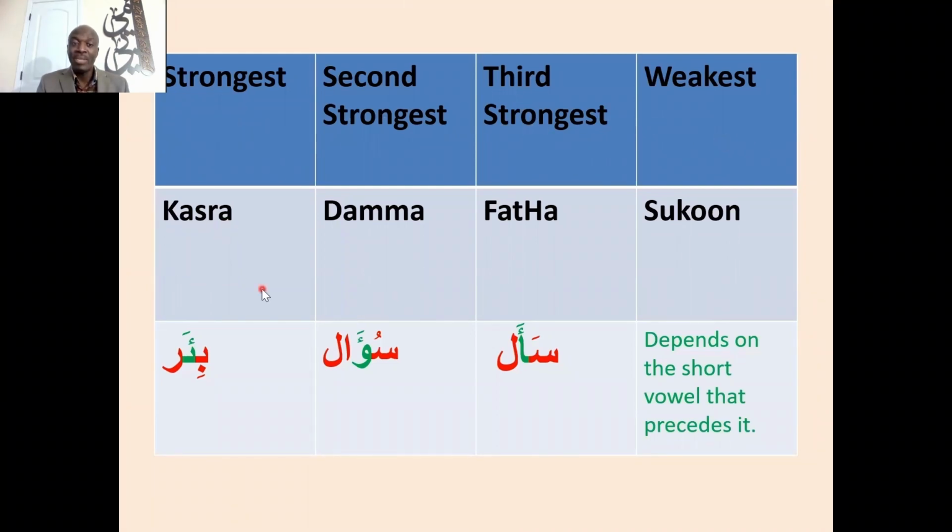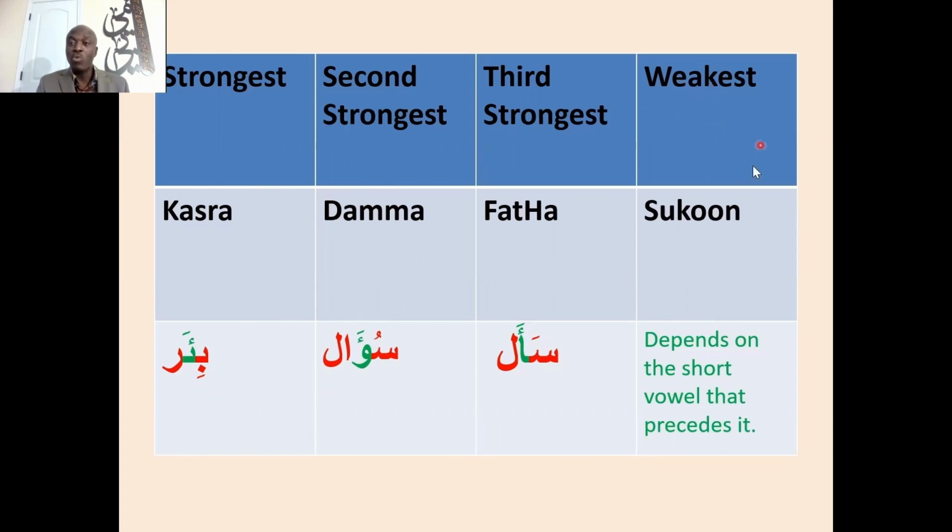See the kasra, here underneath the ba. This is the kasra, and the kasra is the strongest. So the kasra dictates the seating. The second strongest is the Dhamma, and here's the Dhamma. And the third strongest is the Fatha.